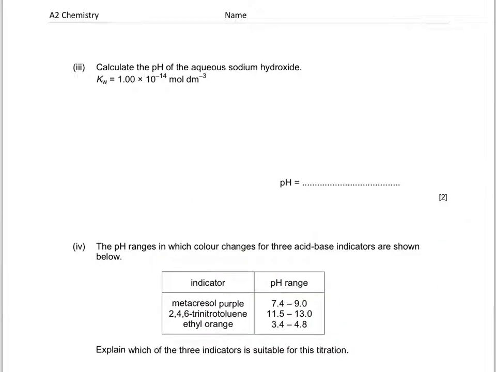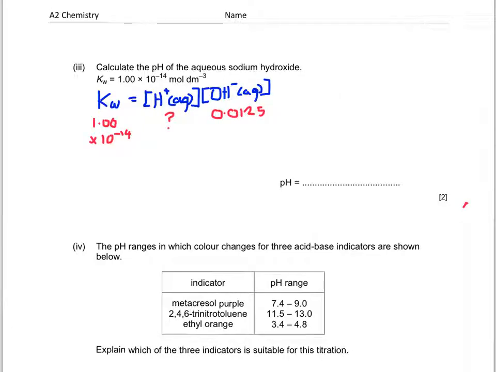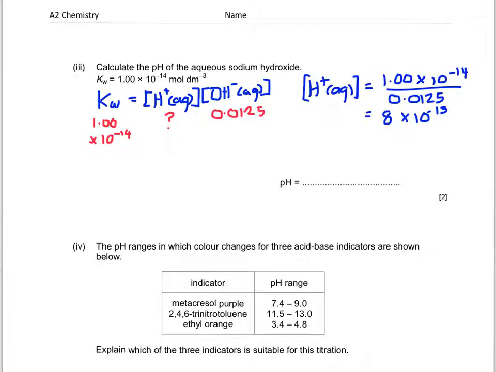So the next part of the question asks us to calculate the pH of the aqueous sodium hydroxide. And it gives us Kw, even though this will be in the data sheet in any exams. So Kw is H plus times OH minus. So we know what OH minus is, we know what Kw is, all we now have to do is sub those in and rearrange. So that gives us 8 times 10 to the minus 13. So if we sub that into the pH expression, that gives us 12.1. So let's move the page down a bit.